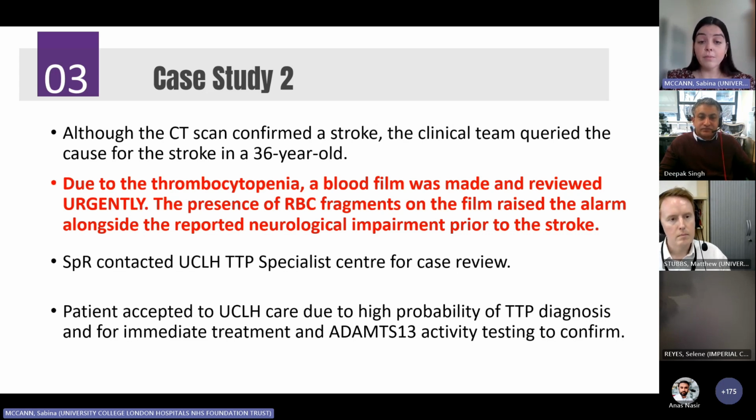There were red cell fragments present on the film, and this alerted the stroke team to contact the local haematology team, and they contacted the UCLH Specialist Centre for a case review. The patient was accepted to UCLH care due to the high probability of a TTP diagnosis and to begin immediate treatment with plasma exchange while ADAMTS13 activity testing confirmed.